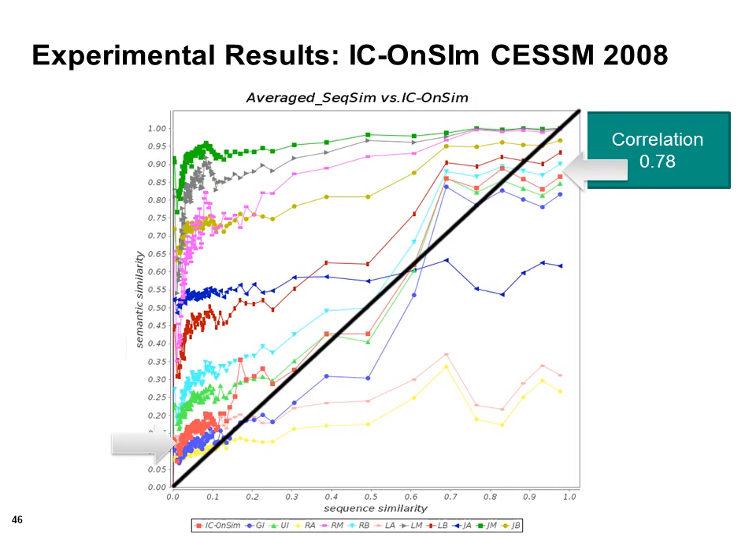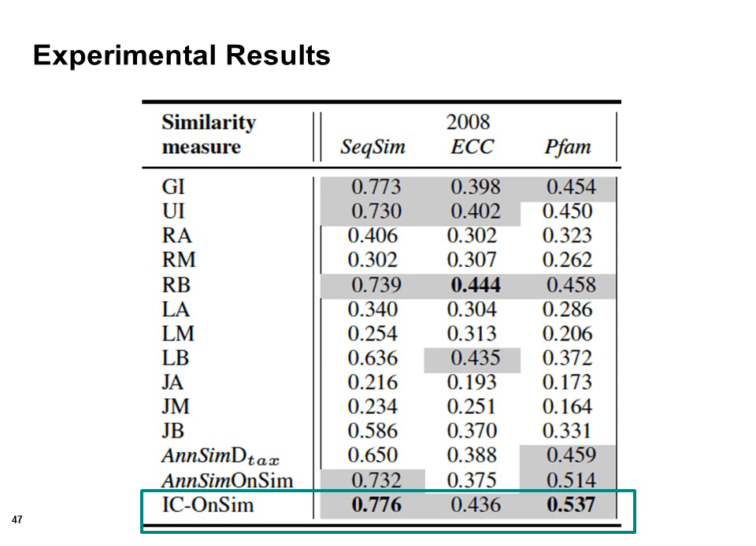On the other hand, when IC-OnSim is used to compute the similarity, we can observe that dissimilar pairs of proteins receive low values of IC-OnSim similarity. And the Spearman correlation of IC-OnSim with respect to sequence similarity is quite high. When we compare IC-OnSim with the rest of the semantic similarities and with respect to the baseline, we can observe also that it performs quite well.